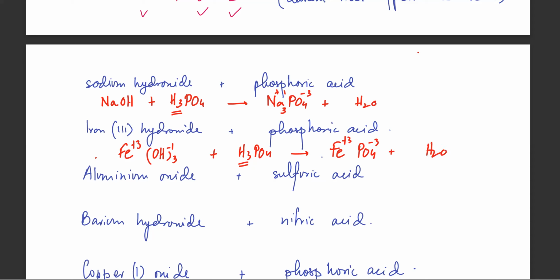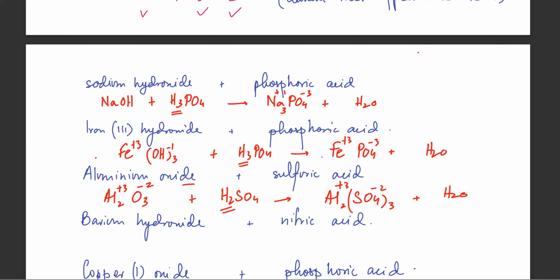plus H2O. Aluminium oxide. Aluminium is plus 3. Oxygen, oxide is just oxygen, group 6, minus 2. So it's going to be Al2O3 plus sulfuric acid, H2SO4. The salt is going to be, get rid of the H, replace it with aluminium. So it's going to be aluminium SO4. Do the crisscross again. So it's going to be Al2(SO4)3. And so on. इसका भी कर लेते हैं.